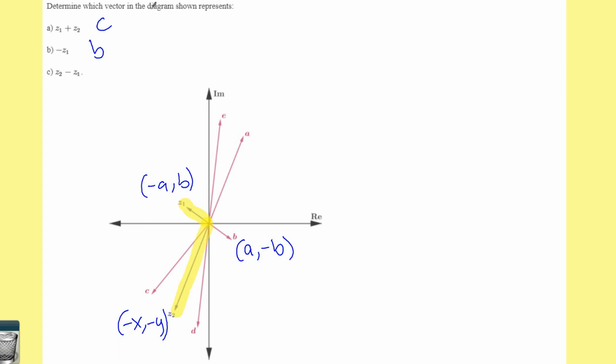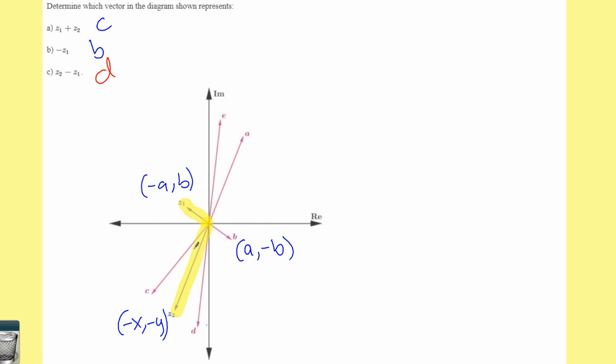And if we do Z2 minus Z1, so negative X minus the negative A, so adding the A value. Sorry, I'm thinking about the Y's. So negative X, and I'm adding that A value there. So I'm kind of going inwards, right? And for my Y's, I keep saying adding, we're subtracting them. So negative Y minus B, that's going to make mine go further down. So this should be D.